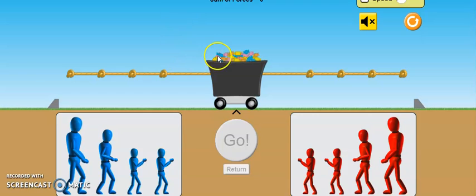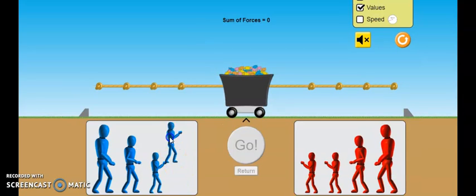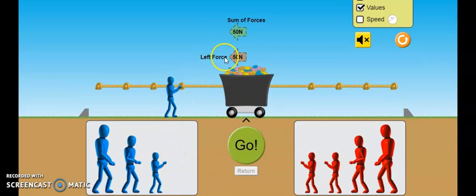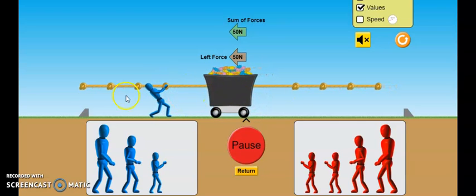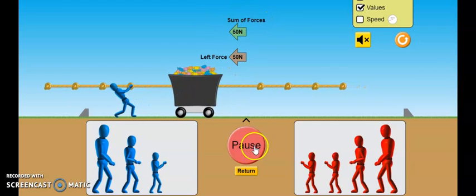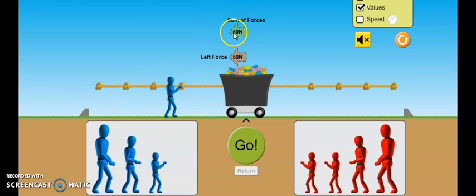So first, okay guys, if I want to apply a force of 50 newtons to the left and I want to see what happens to this cart right now. So the cart is moving toward the force. The sum of forces is 50 newtons. So in this case, we can say the sum of forces here is the net force. The net force is the sum of all forces. Here I have only this force.